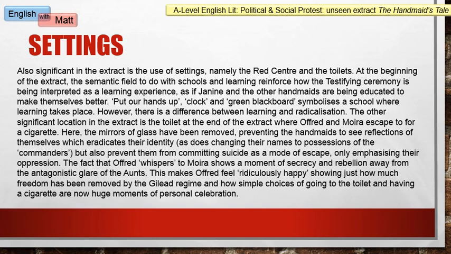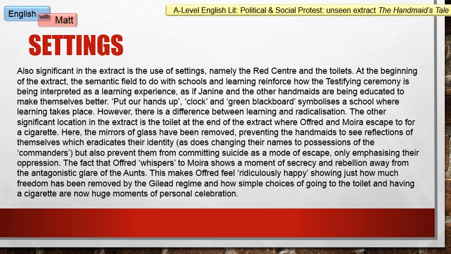The fact that Offred whispers to Moira shows a moment of secrecy and rebellion away from the antagonistic glare of the aunts. This makes Offred feel ridiculously happy, showing just how much freedom has been removed by the Gilead regime, and how simple choices of going into the toilet and having a cigarette are now huge moments of personal celebration. So they've talked about the setting, but they've then gone on to talking about what that setting of the toilets is being used for as an act of rebellion. Again, some lovely language analysis here and some comment on authorial methods for AO2.